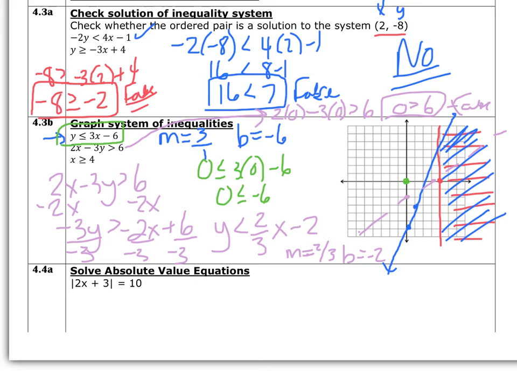We would shade on this side. Therefore, the overlapping region where all 3 of them connect is going to be within this final purple shaded region. And that is the answer.